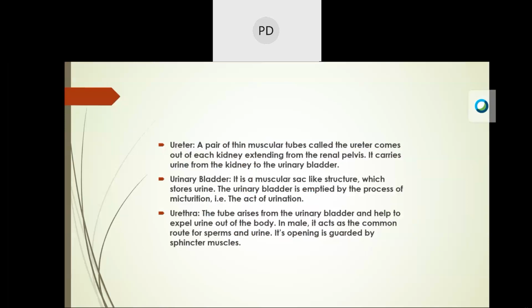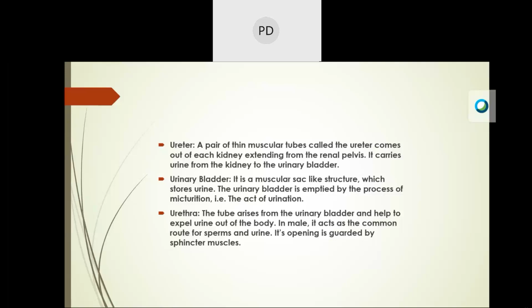Ureter. A pair of thin muscular tubes called the ureters come out of each kidney, extending from the renal pelvis. It carries urine from the kidney to the urinary bladder. Urinary bladder. It is a muscular sac-like structure which stores urine. The urinary bladder is emptied by the process of micturition, for example, the act of urination.